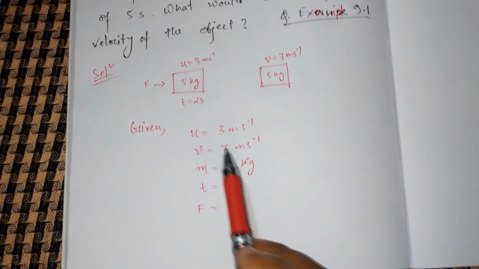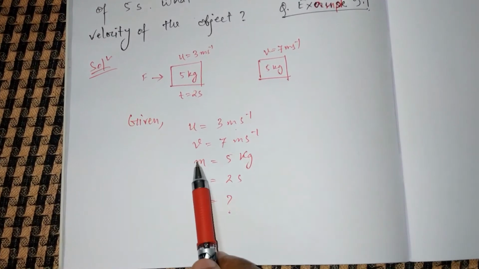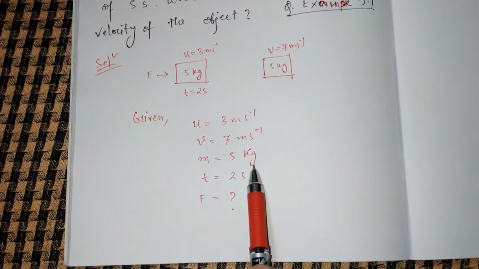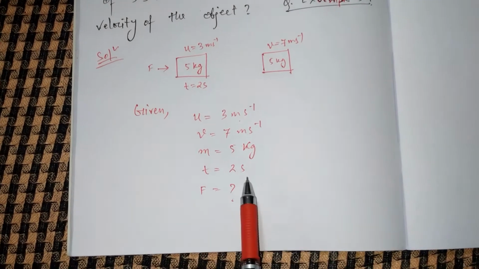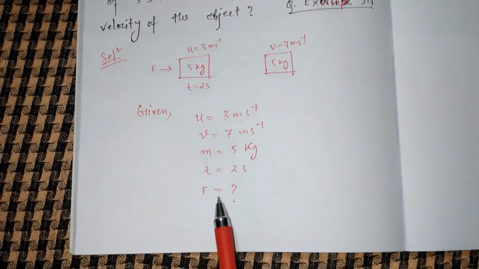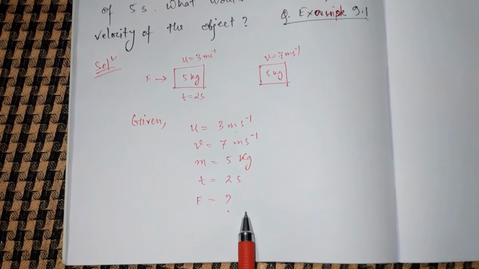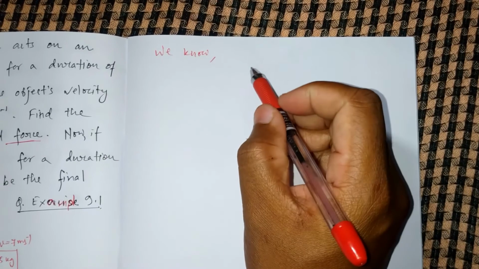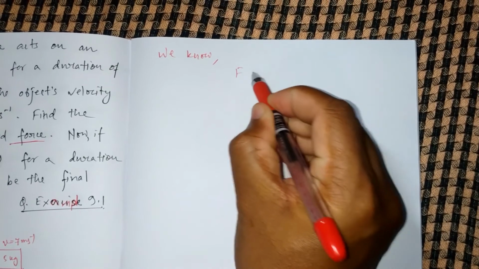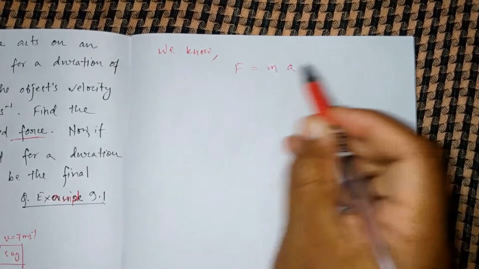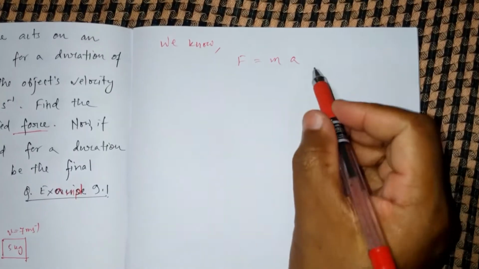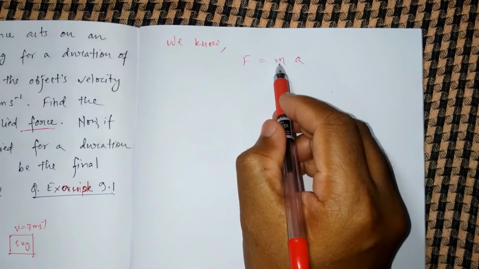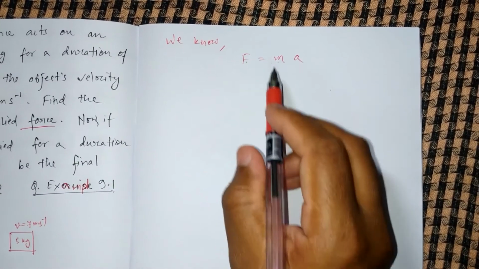Here given u equal to 3 meter per second, v equal to 7 meter per second, m equal to mass, that is 5 kg, t equal to 2 seconds, and F we need to find out. So we'll follow Newton's second law of motion, which is F equal to ma, where a is acceleration, m is mass, and F is force. We need to find this force.